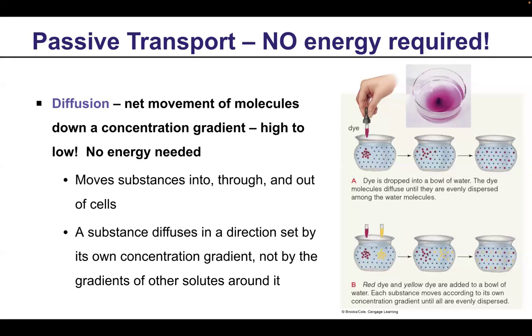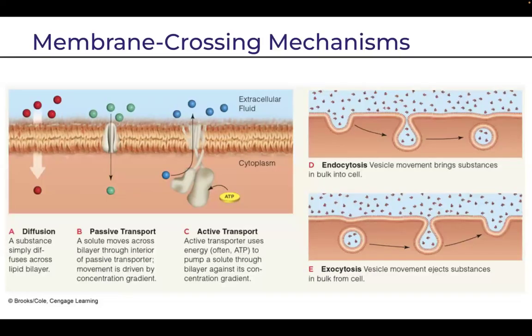Even when we have two dyes, red and yellow, you can see that they evenly diffuse, so that there are red molecules and yellow molecules evenly diffused across the water over time. If you just let it sit there, it will eventually diffuse across. So diffusion is the first one, where a substance just diffuses across the lipid membrane, the lipid bilayer, pretty easily.